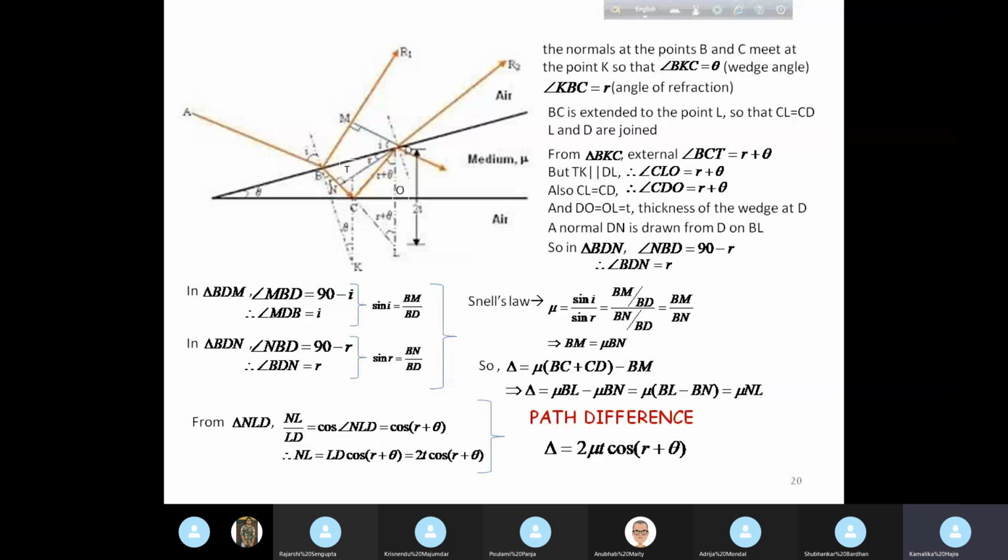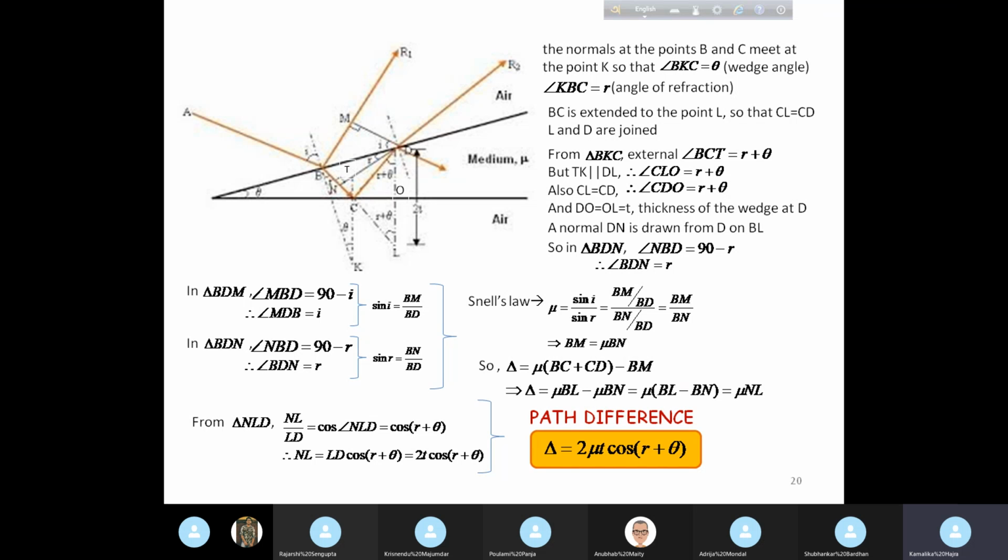So this is the path difference that we get. This is the expression of the path difference: delta equal to 2 mu t cos of (r plus theta). Someone had sent me a WhatsApp message saying that in some book he got the expression as r minus theta, which is also absolutely correct. It just depends on the orientation of the wedge and how you are calculating. It's just about the geometry, whether it's r plus theta or r minus theta.